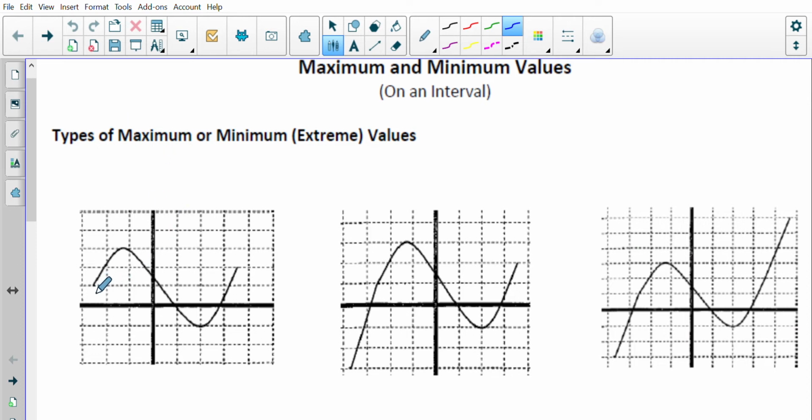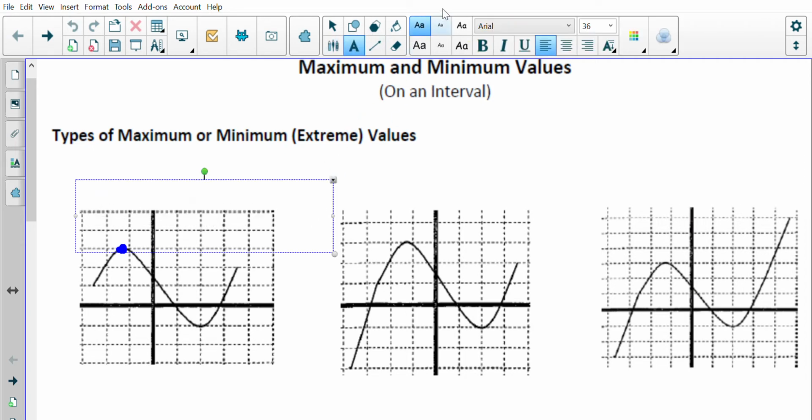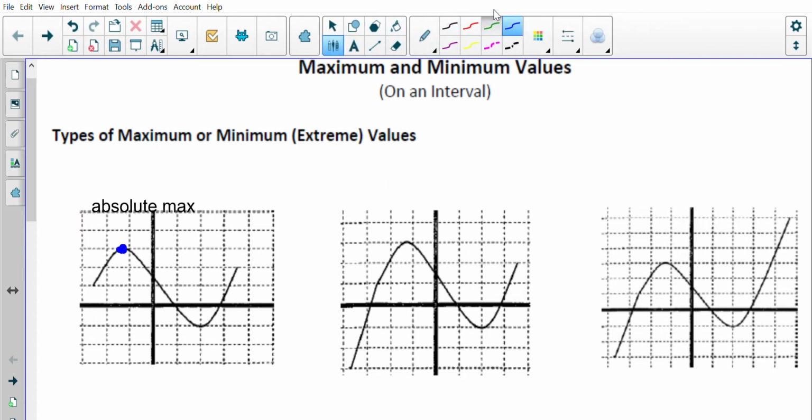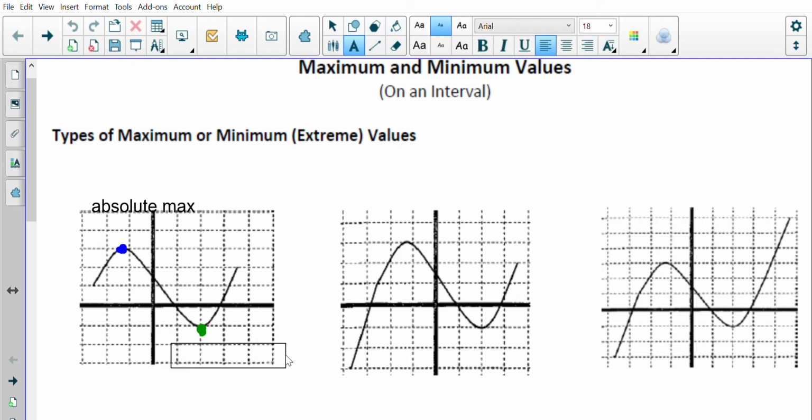If I have this first curve here, it goes a little bit up and then down and then back up. Now this spot right here at the top is the highest spot, and so what it is called is an absolute max. Down below is the lowest spot of the whole curve on this interval that we happen to be looking at, and so this would be called our absolute min.